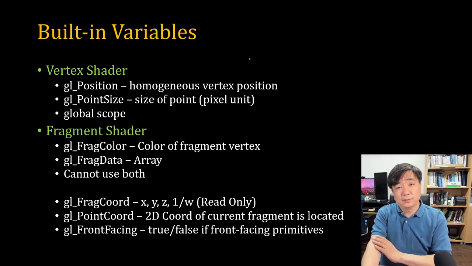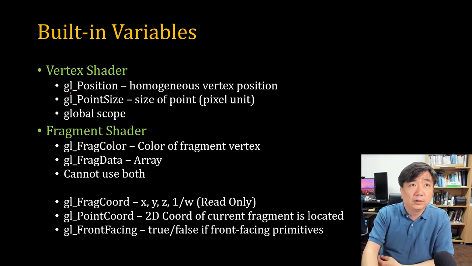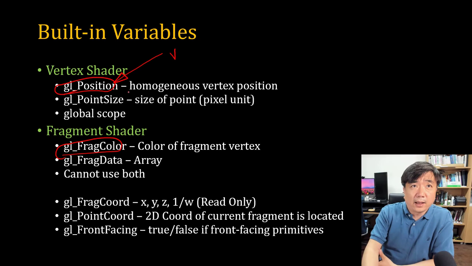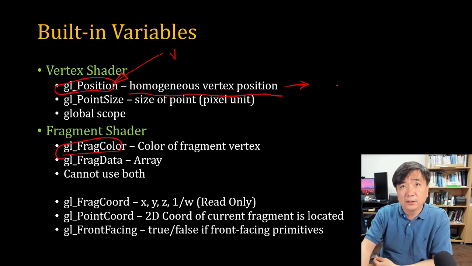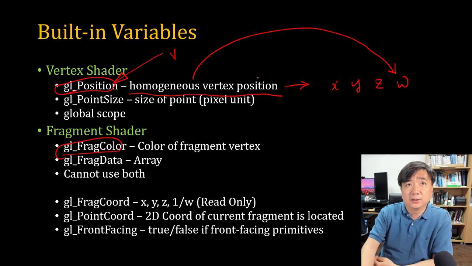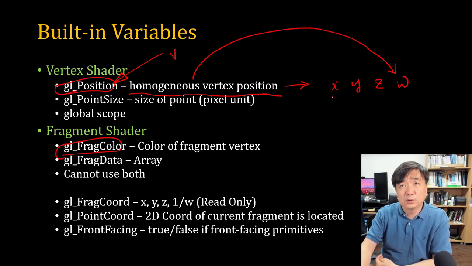And the built-in variables. In our sample code, we already used gl_Position and gl_FragColor. So gl_Position is used to define the position of a vertex. Okay, it is a homogeneous vertex position, which means its value is x, y, z, and w. Homogeneous means there is another coordinate. A w coordinate exists in the coordinate. So if there are w values, the screen position of the vertex is different.